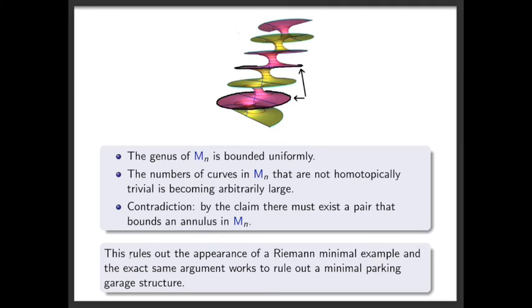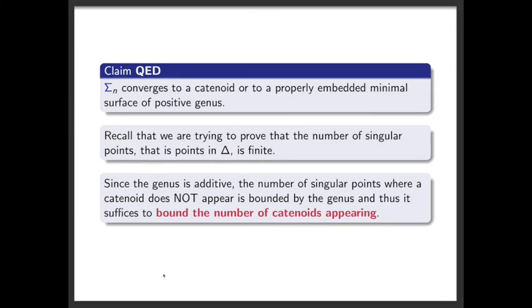Okay, and again, more or less the same argument can be made when we have the appearance of a parking garage structure. So we do have the Sigma n converging to a catenoid or to a properly embedded minimal surface of positive genus. Again, we are trying to prove that the number of singular points is finite, and since the genus is additive, we don't care about the points when you get positive genus. You only get it a finite number of times, which is bounded by the genus. So what we want to bound is the number of catenoids.